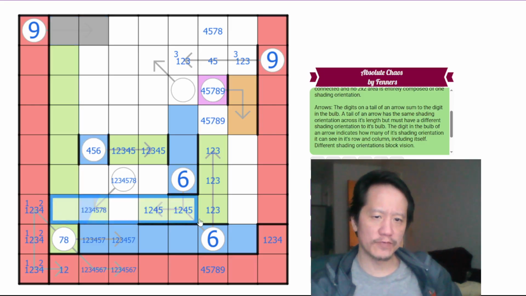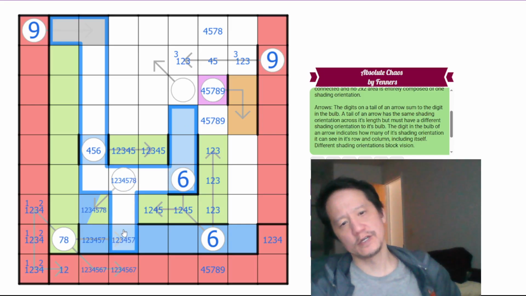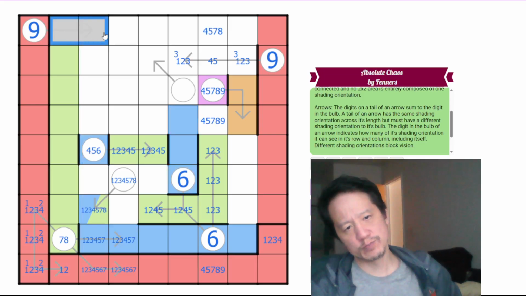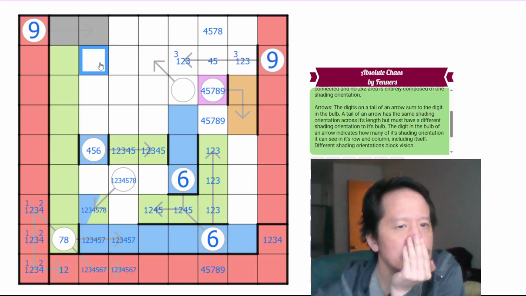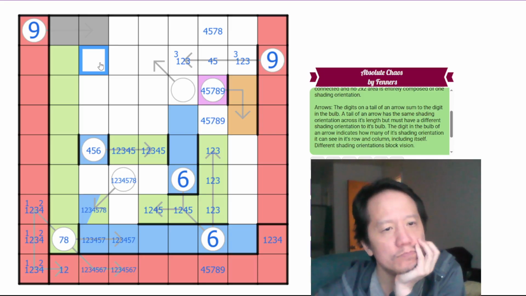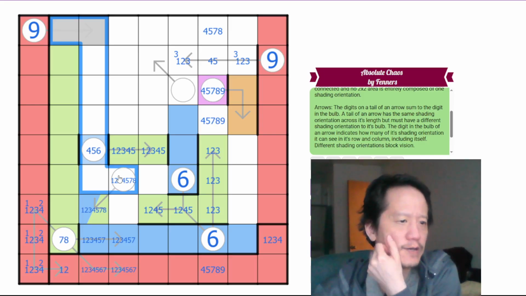Because the green would have to go this way, right? And then this would not be able to connect. So if this is blue, if this is blue, it has to at least go that way, right?